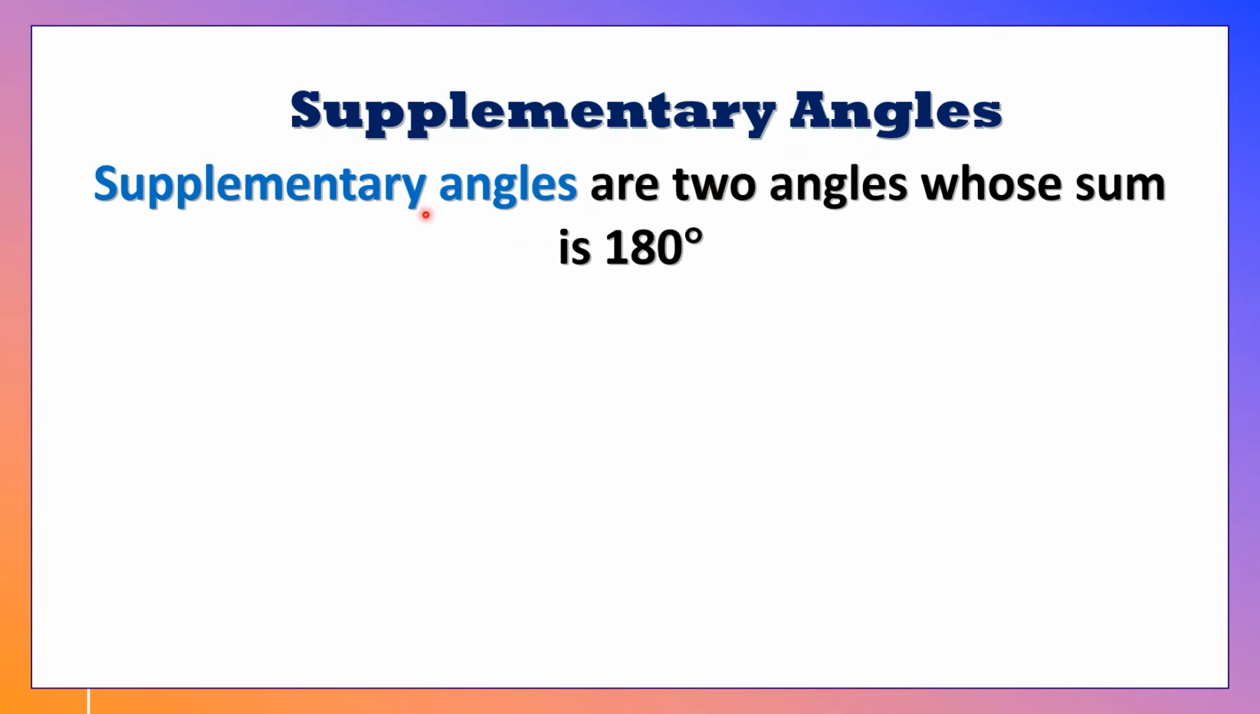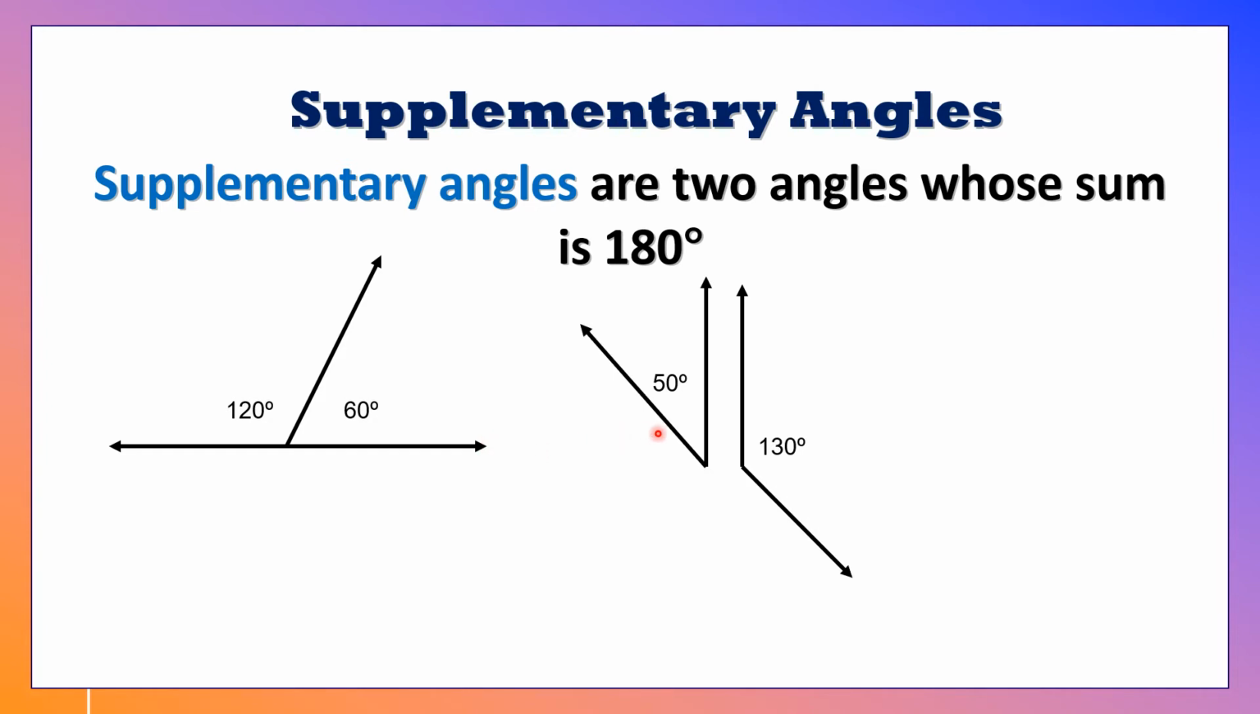Supplementary angles. Supplementary angles are two angles whose sum is 180 degrees. So pag ang sum naman ay 180 degrees, so ito ay supplementary angles. So for example, the angles 120 degrees and 60 degrees are supplementary angles. And so are the angles 50 degrees and 130 degrees. So these are examples of supplementary angles.